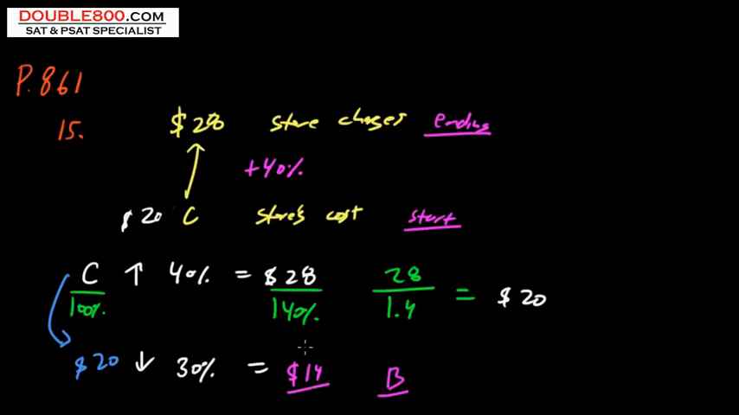So just keep that in mind for percentage problems. If you don't have the start price, you're going to have to make a proportion like this and always divide by the decimal equivalent. If you do have the start price, it's simply multiplying by the change. All right, the answer here is B.